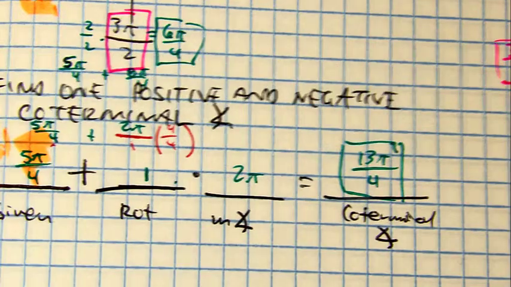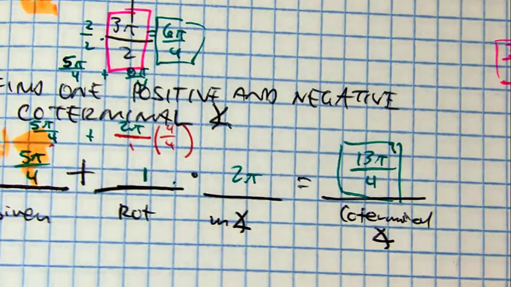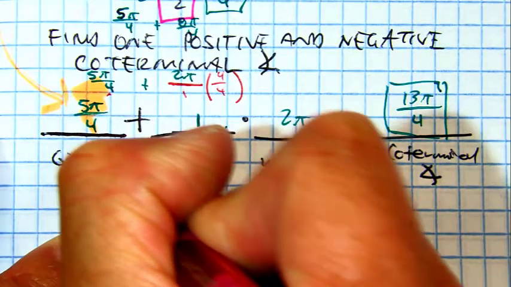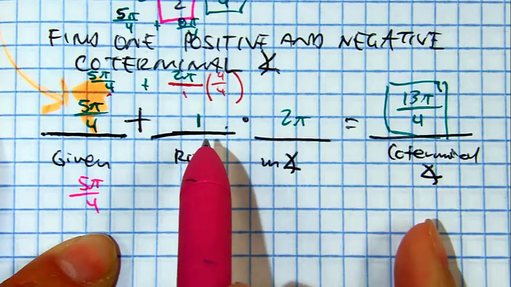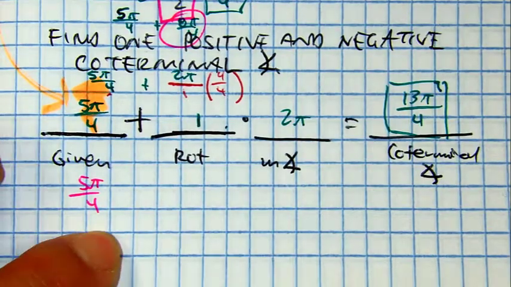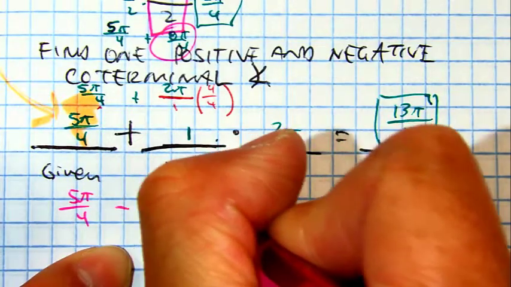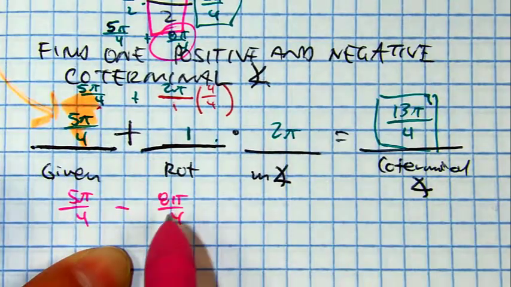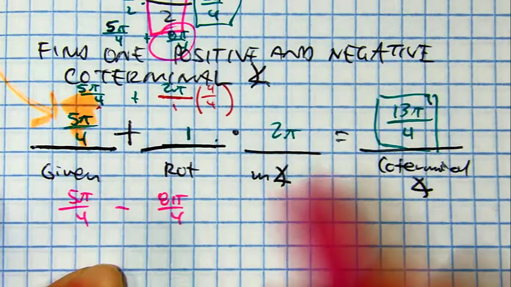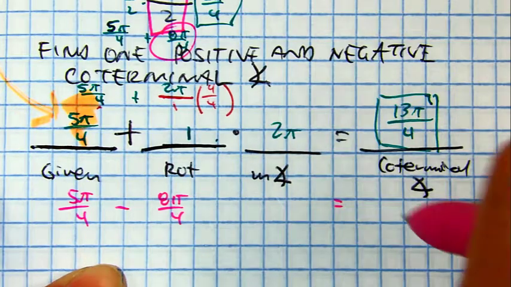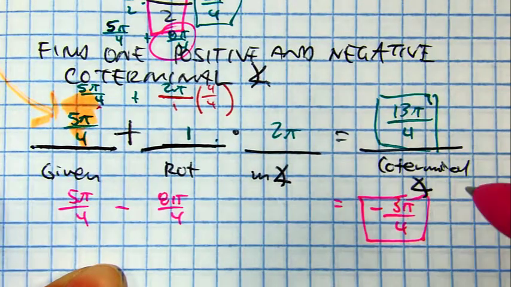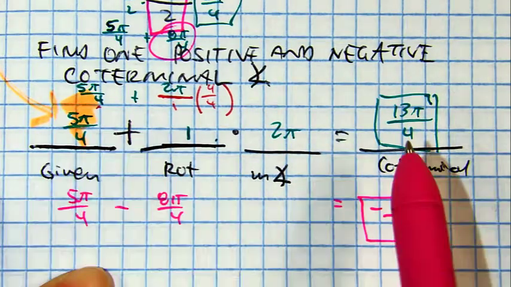All right? Let's find a negative one. Now, save yourself some time. 5 pi over 4 is my given. If I do a negative rotation, instead of being negative 2 pi, this will just be negative 8 pi over 4. Do you see that? Because class, what's 8 pi over 4? 2 pi. That's a full rotation. So class, what's 5 minus 8? Negative 3 pi over 4. That is a coterminal angle. This is a given, this is a positive, and this is one negative.